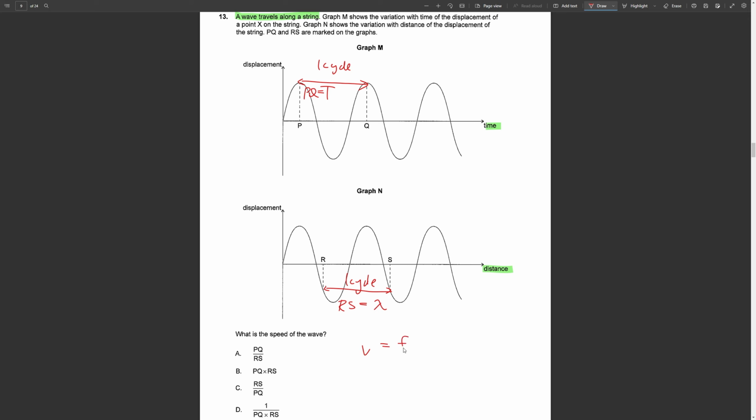Speed of a wave is frequency times wavelength, and frequency is 1 over T, which means the speed of the wave should be 1 over PQ times RS. So the answer is C.